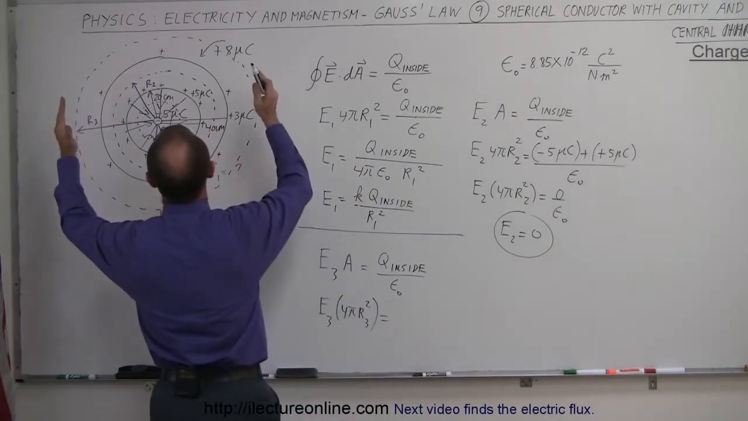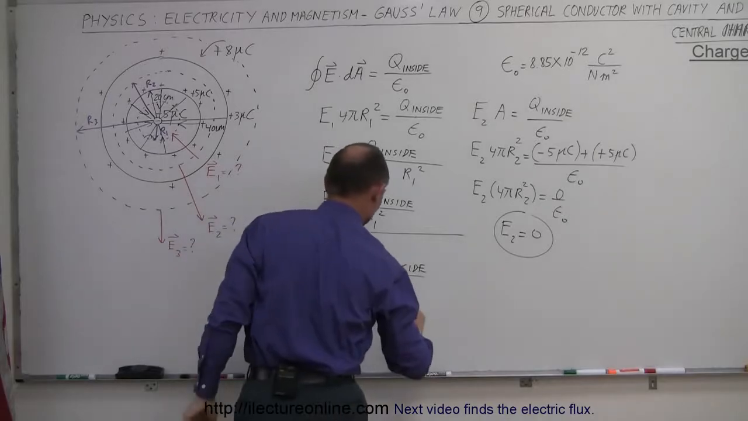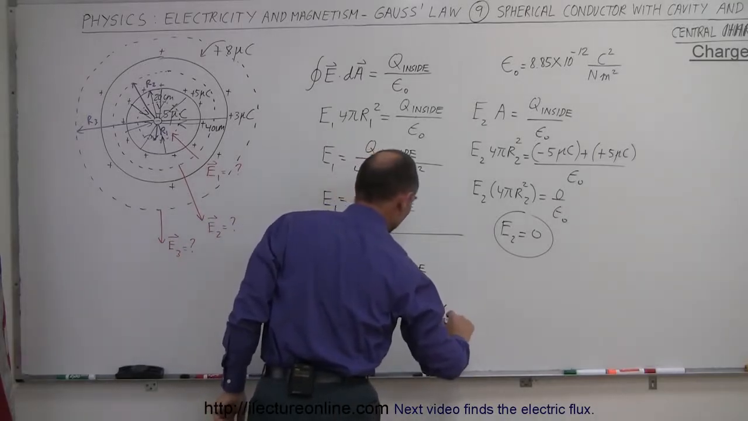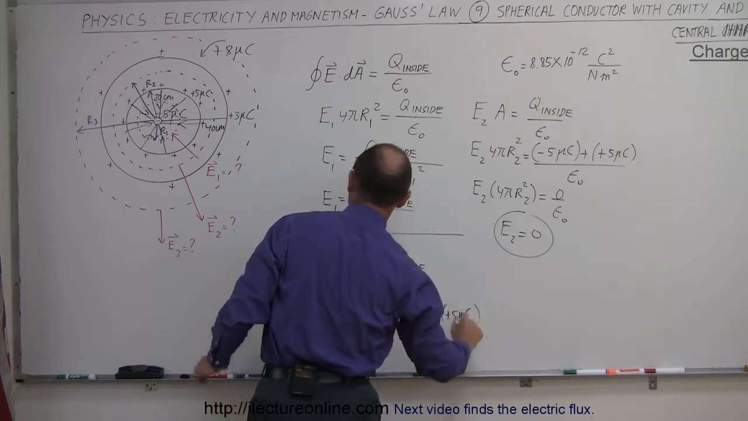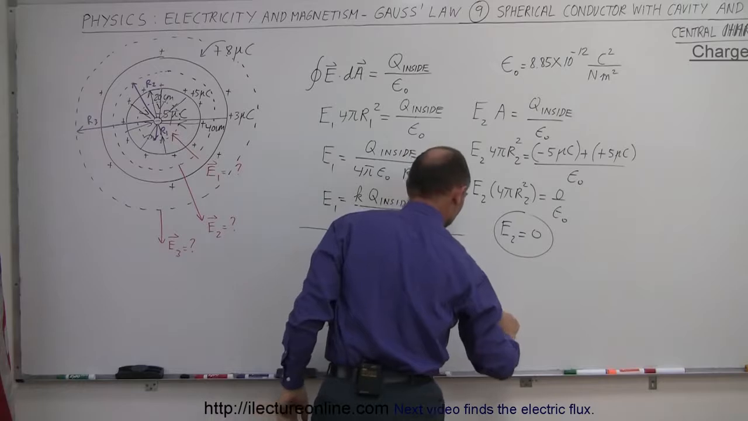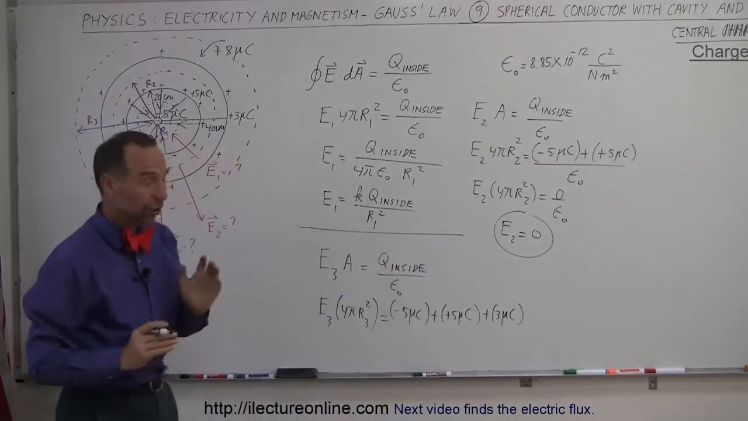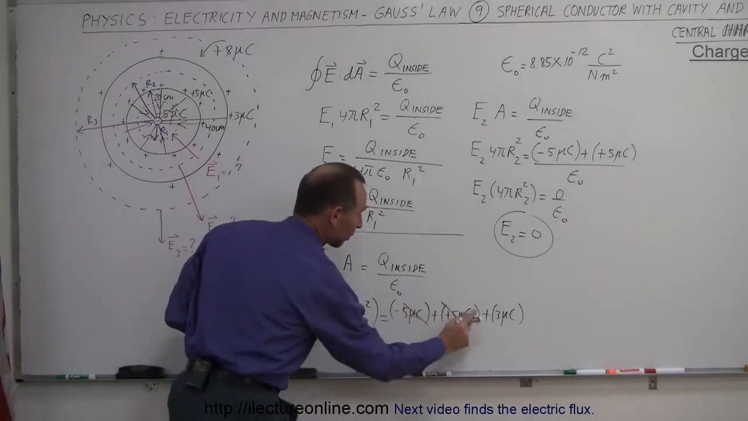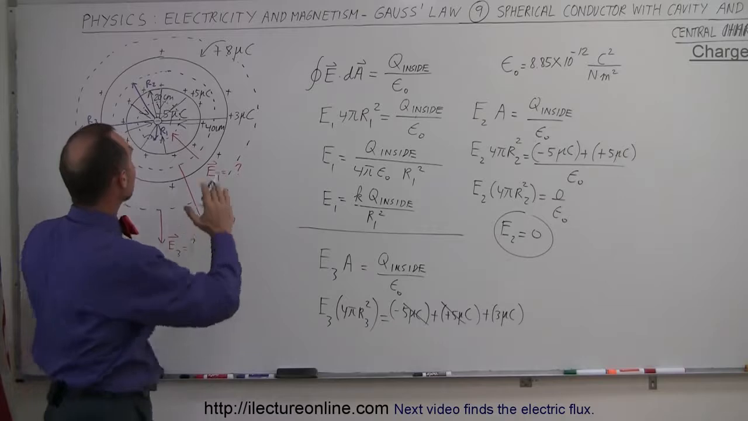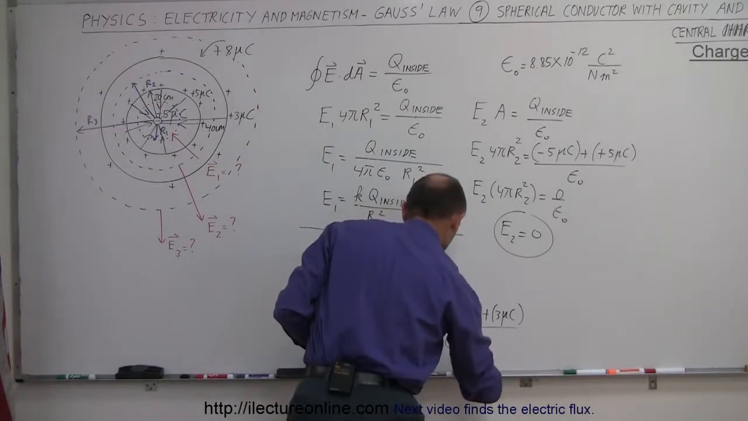Now what is the Q inside this big sphere right here, this big Gaussian surface? Well, we have the minus 5 microcoulombs on the object inside, plus the plus 5 microcoulombs on the inside surface of the conductor. And then we have an additional plus 3 microcoulombs of charge on the outside of the conductor. Notice that these two cancel each other out, but we still have a net charge of 3 microcoulombs engulfed in the outside Gaussian surface divided by epsilon sub naught.